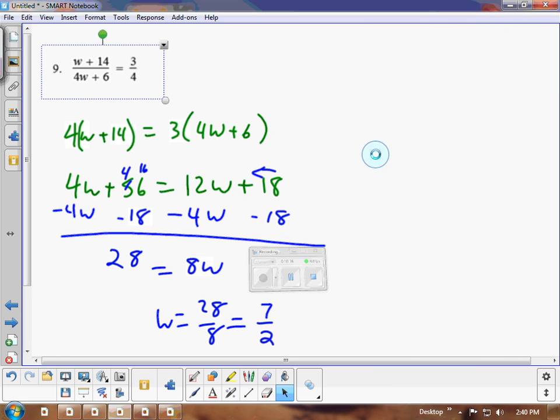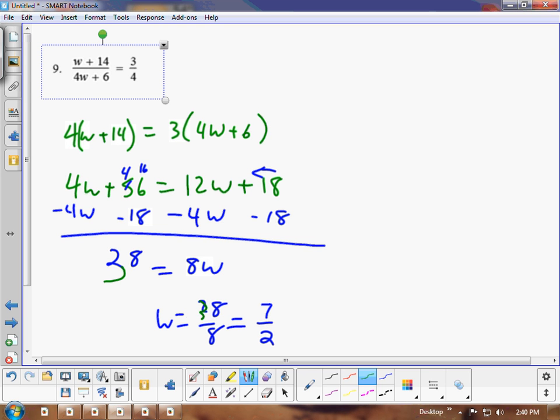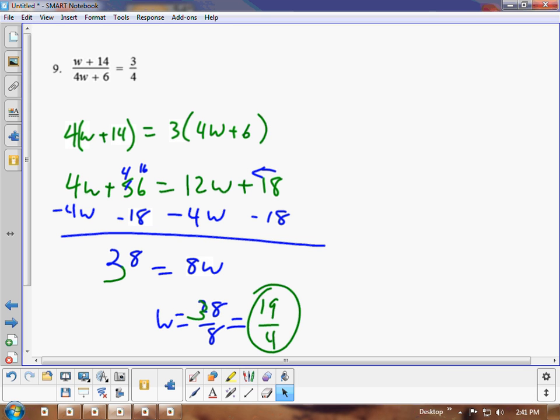Oh, sorry about that. I made a mistake. This should be 38. I thought something was wrong here. And then this reduces to, 2 goes into 38, 19 over 4. And then the answer key is the reverse, but this is the right answer. There shouldn't be one that's that difficult on the quiz tomorrow.